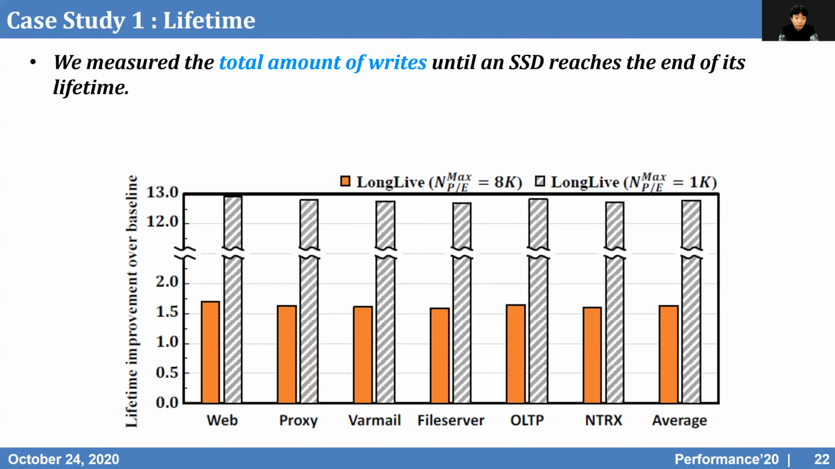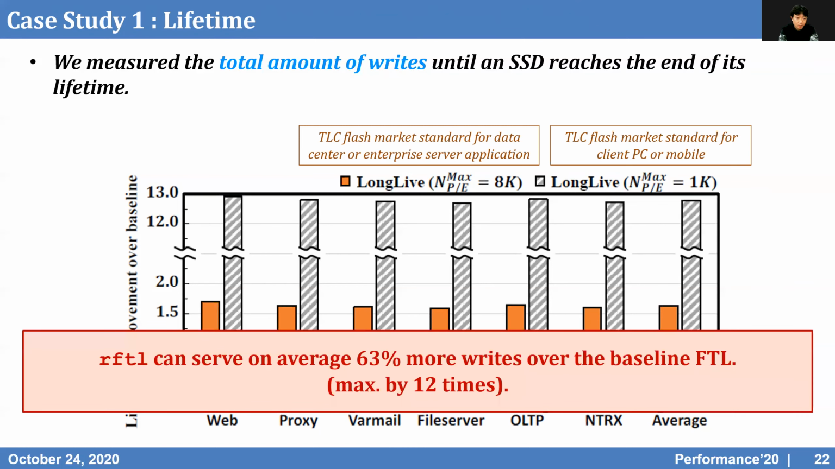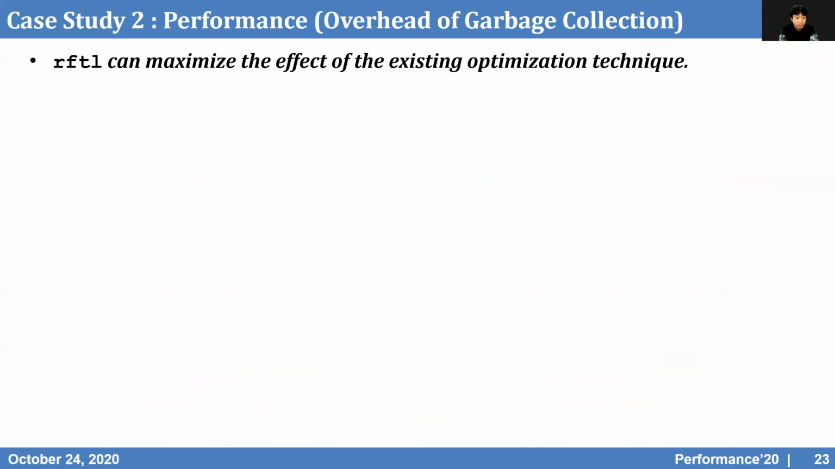First, we measure the total amount of writes until an SSD reaches the end of its life. In general, the lifetime of TLC flash is determined as 1,000 or 8,000 P cycles depending on its target applications. RFTL can serve more writes than the baseline FTL because it can fully exploit the lifetime of its NAND blocks. RealWear can also maximize the effect of the existing optimization techniques of flash-based storage.